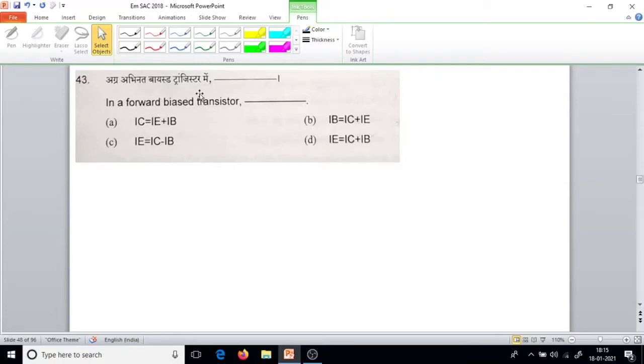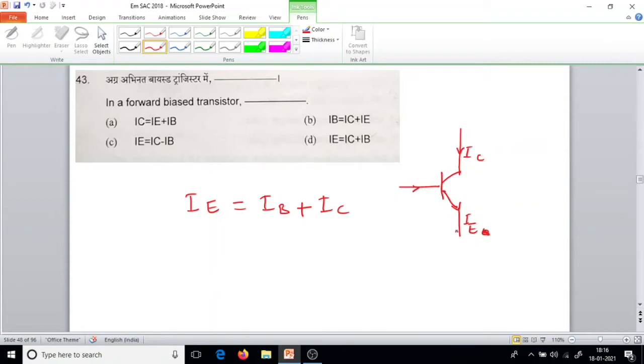Question number 43. In a forward biased transistor, what is the current relation? In a transistor, emitter current equals base current plus collector current. If you see a transistor like this, this will be IE. Then this will be IC, coming in. Base also coming in, this will be IB. The current goes out as IE. So emitter current is the sum of IB plus IC.